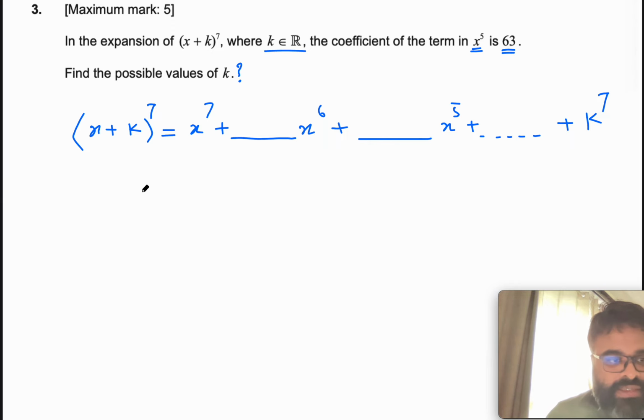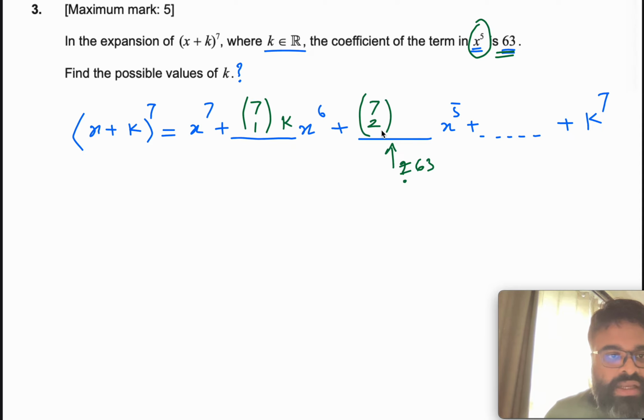So let me change the color a bit. So we want to find this term, right? Because the coefficient of x to the power 5 is 63. So we'll work with this. This will be 63 actually. Okay, so the first term is x to the power 7. This is 7 choose 1 and x to the power 6 and k will be there. 7 choose 2, x to the power 5 and k square. That's the coefficient, which is 63. So 7 choose 2 is 7 factorial over 2 factorial, 7 minus 2 factorial. That's the value of 7 choose 2. It's over here.